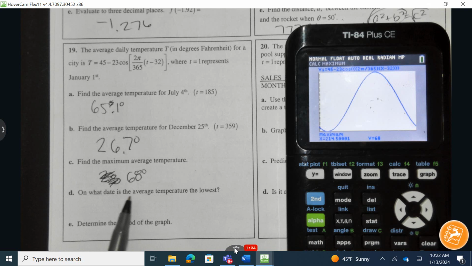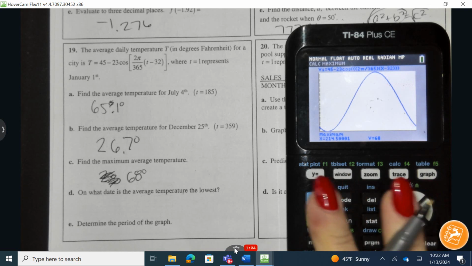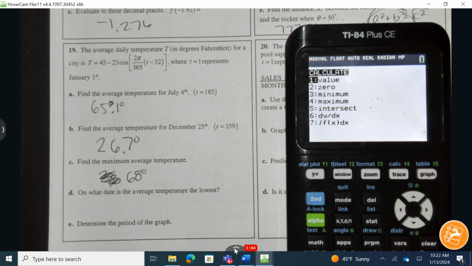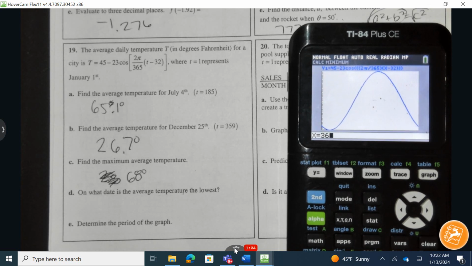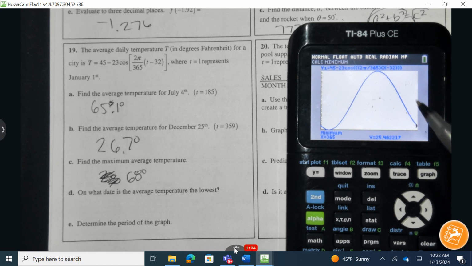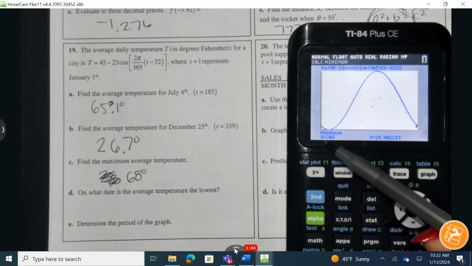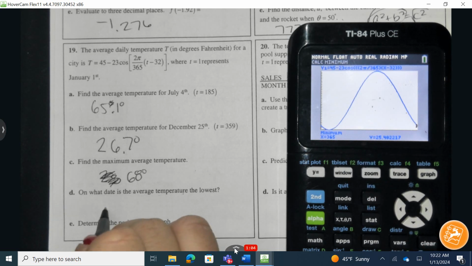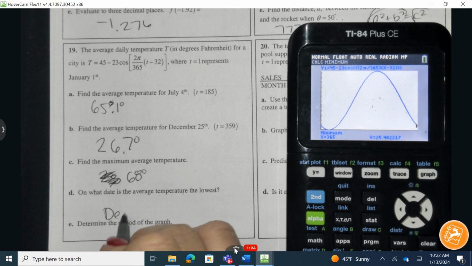On what day is the temperature the lowest? So let's find the minimum. So second trace, let's find this minimum. I'm going to do the same thing, 0 to 365, pressing enter, and I get day 365. So this is the temperature, but it's on day 365. Well, day 365 is going to be December 31st.